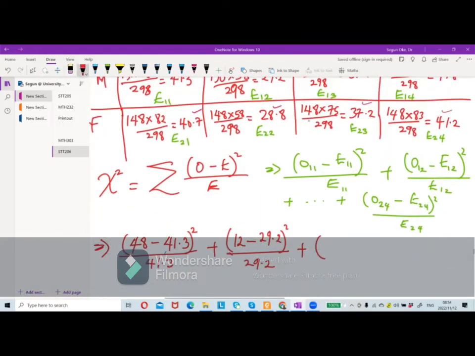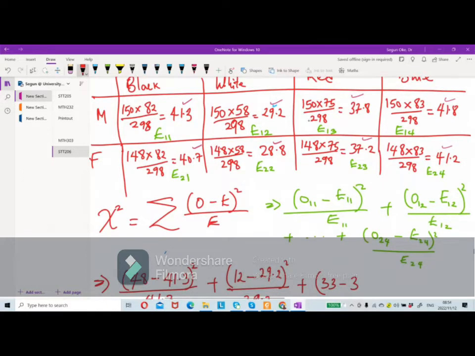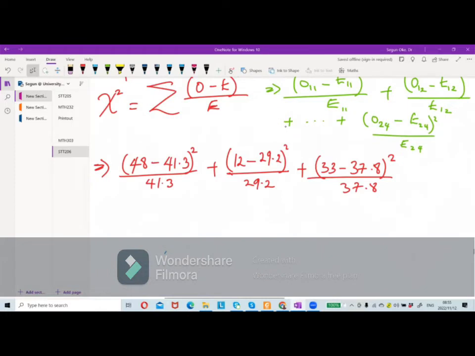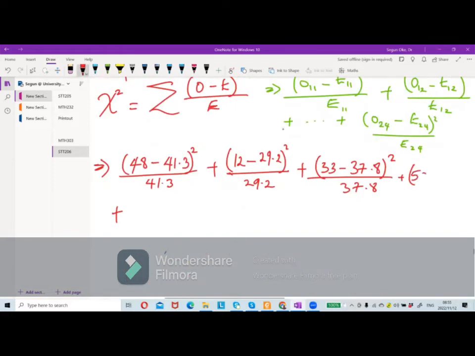So O13: 33 minus what? 37.8. 33 minus 37.8 squared, divided by 37.8, plus 57. 57 minus 41.8, all squared, divided by 41.8.